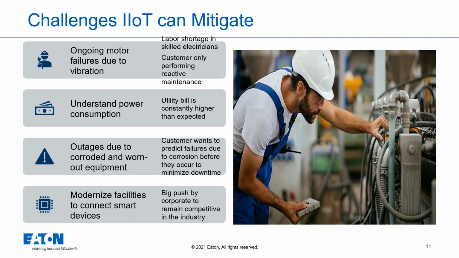And then there's a vision pain, a problem the customer really wants to solve. That's normally due to what's eating up their pockets the most. So look at outages due to corrosion and worn out equipment. Yeah, they want to deal with that. They want to deal with it quickly. They want to figure out exactly how to deal with it.